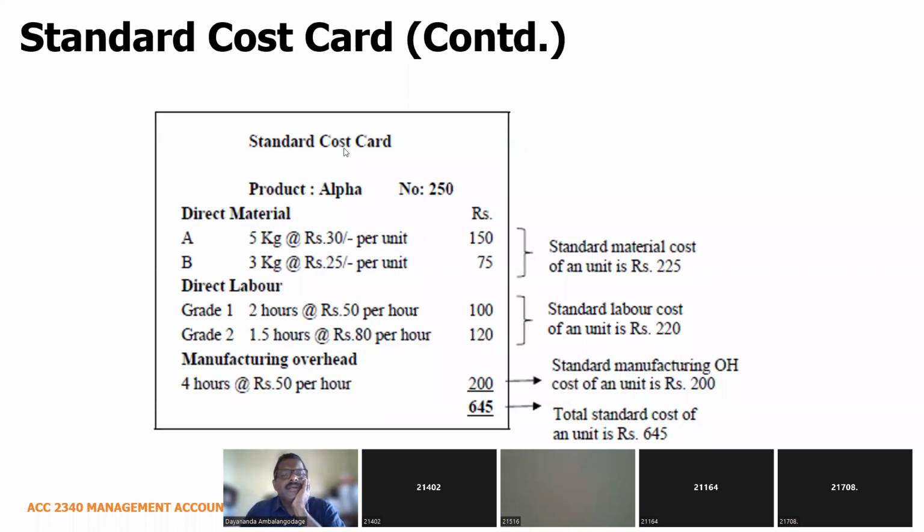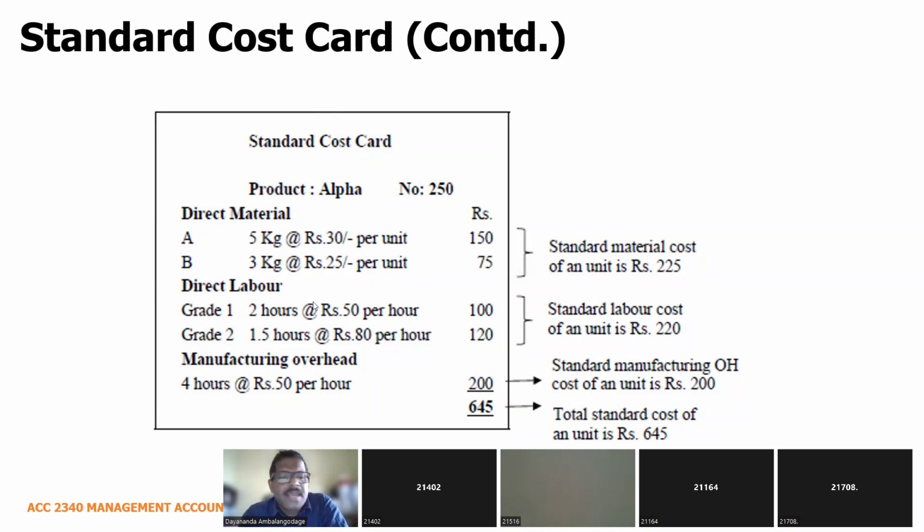This is a product standard cost card for product Alpha, number 250. Direct material: you see that they are taking two types of material, A and material B. 5 kg at rupees 30 per unit. 3 kg rupees 25 per unit. And remember all these are estimates. 5 kg can estimate, 3 kg can estimate. All of this is what we technically call the standard cost sheet.